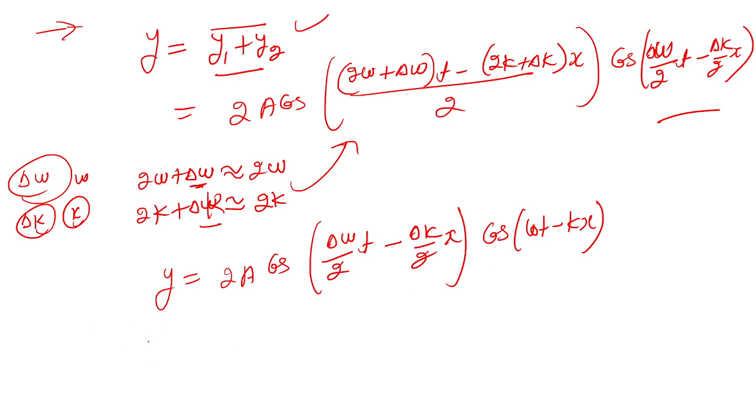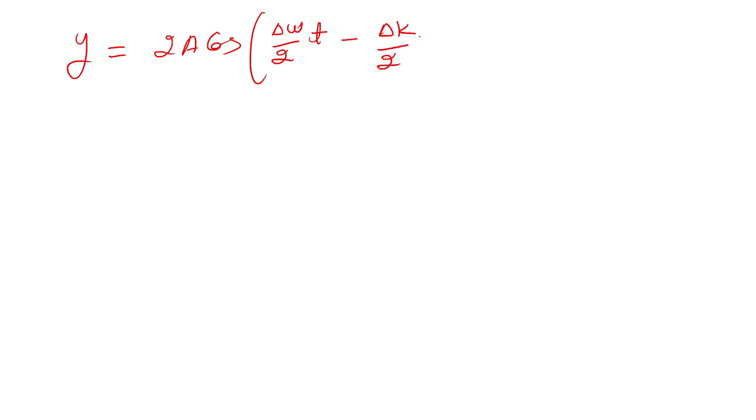This is the expression that we get for the resultant wave, that is, we can say a wave packet. What is the expression? y equal to 2a cos of (delta omega over 2 t minus delta k over 2 x), times cos of (omega t minus kx). This is the expression for that.